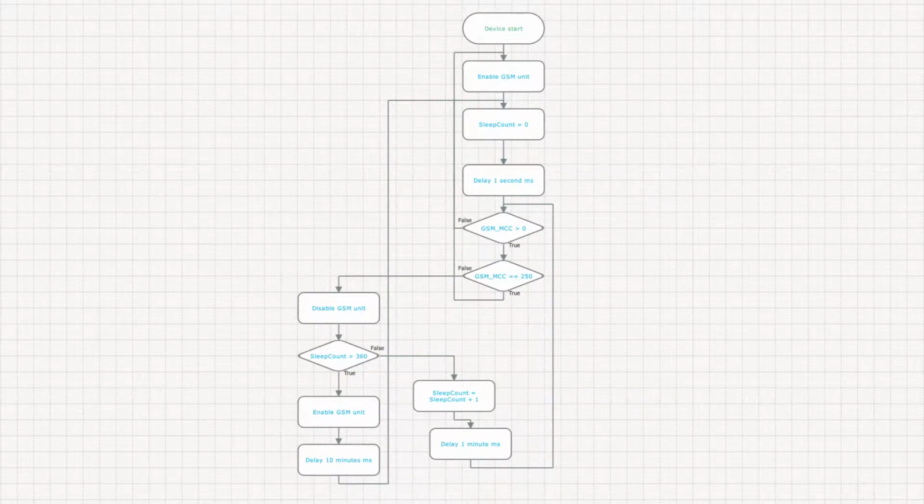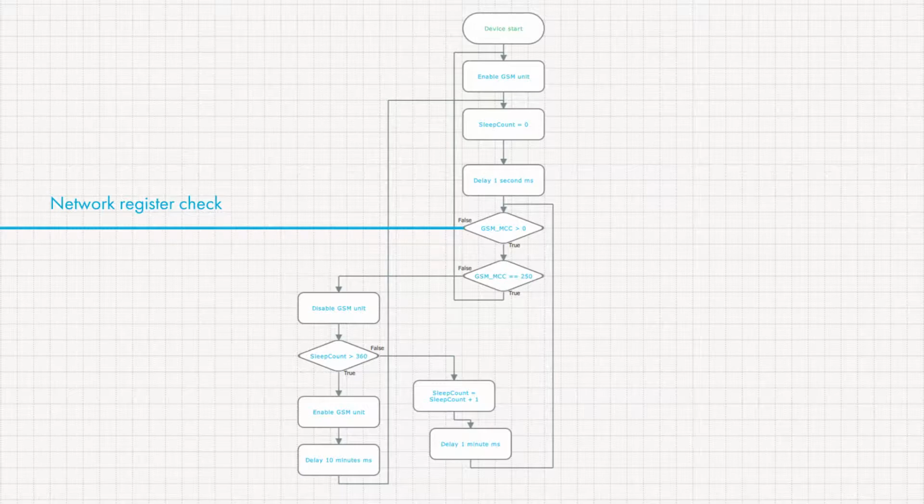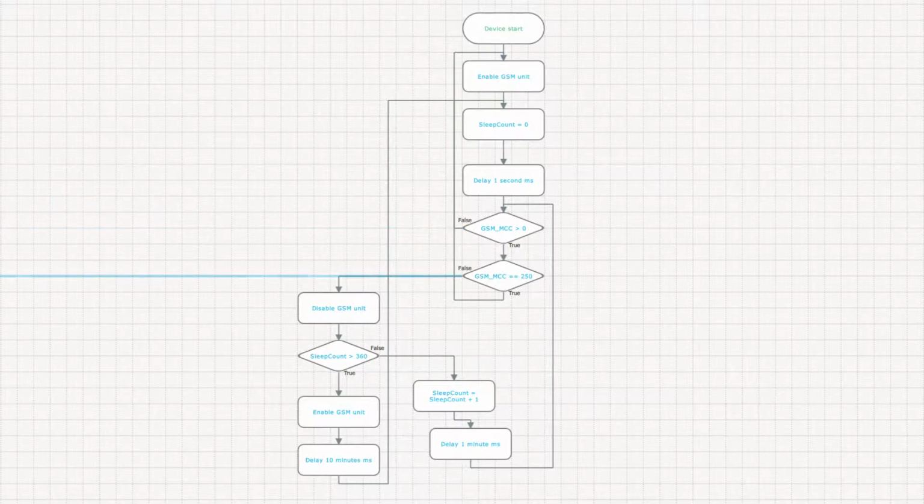First, the algorithm checks if the tracker is registered in the GSM network using the MCC parameter. This variable is equal to the mobile country code of the connection the tracker created. The tracker compares the received MCC value with the home region code. In our algorithm, we used the Russian code.